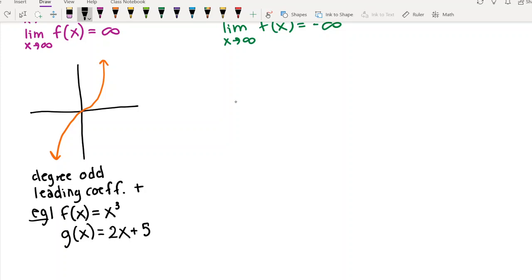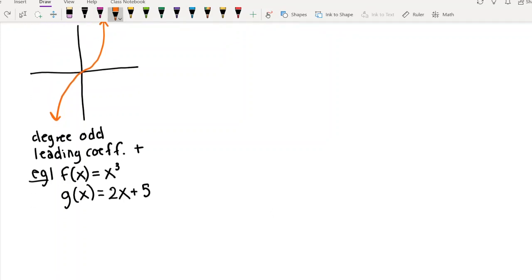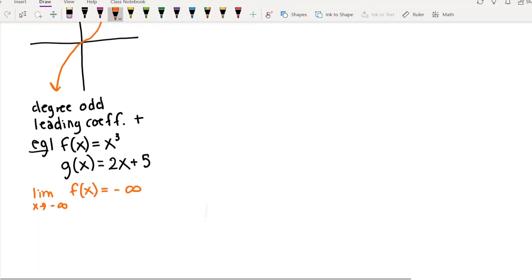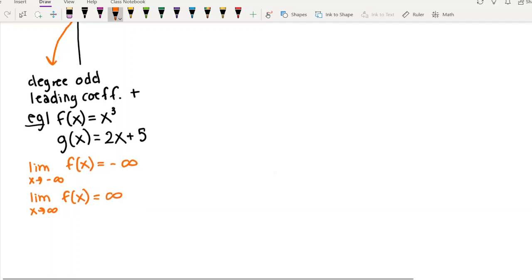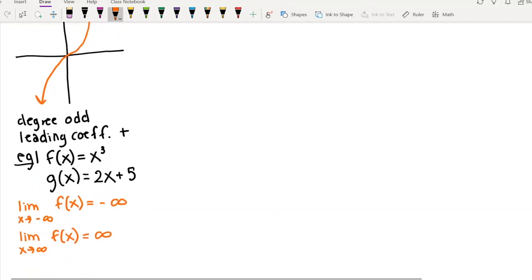So that works. And if you think about it, what would that function look like? It's a line. So it would look like this. So it would have the same end behavior. So what is the limit in this case? Well, the limit as x approaches negative infinity of this function is going to be negative infinity because it points down on the left. And the limit as x approaches positive infinity of functions like this is going to be positive infinity because it goes up on the right.